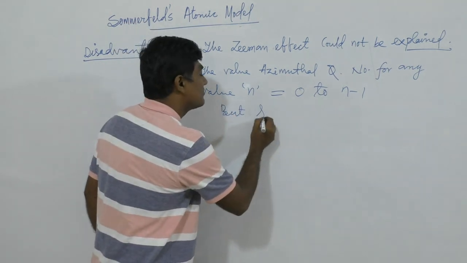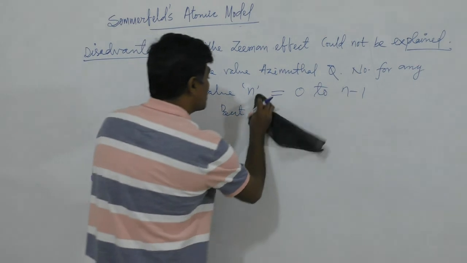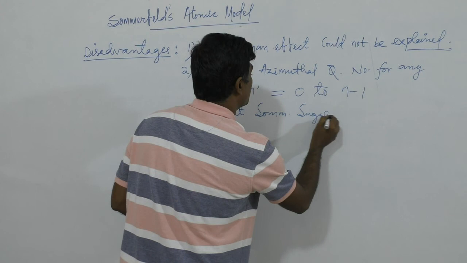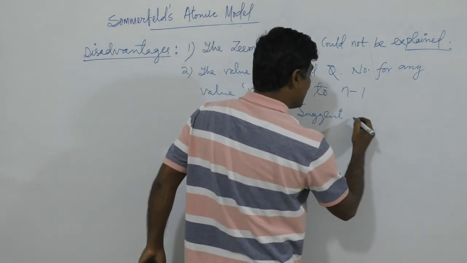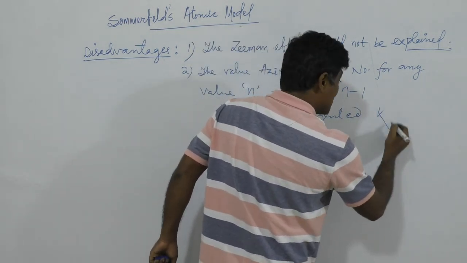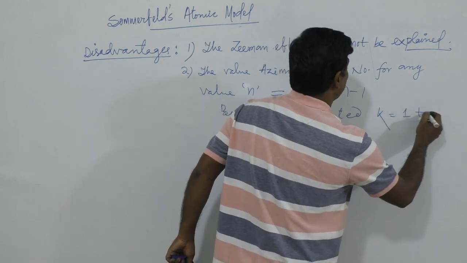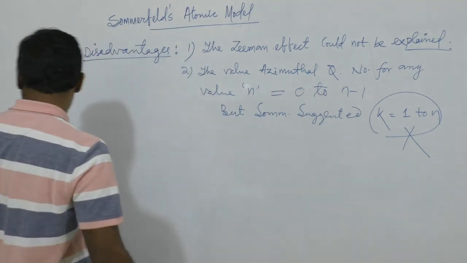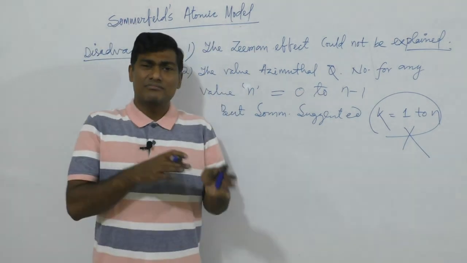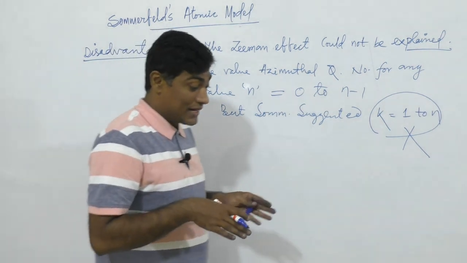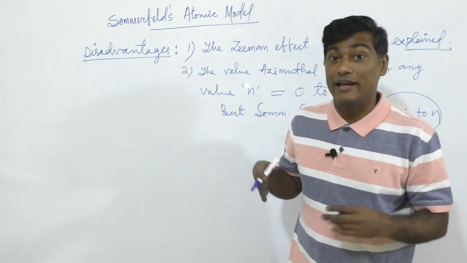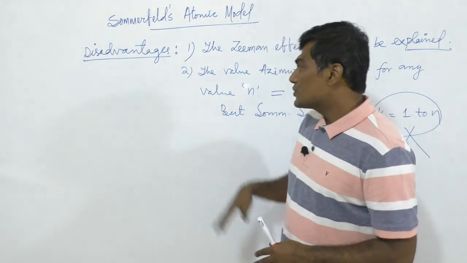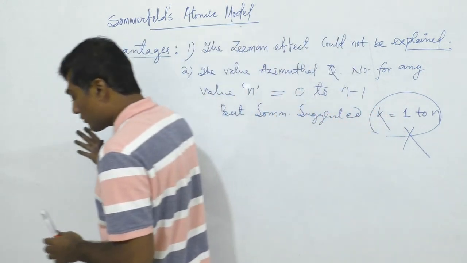Sommerfeld suggested, what did he suggest? He suggested that k is equal to 1 to n. This is faulty. So like this, there are some other theoretical values and practical values that were not matching in some calculations. So these are some basic concepts of Sommerfeld's model.